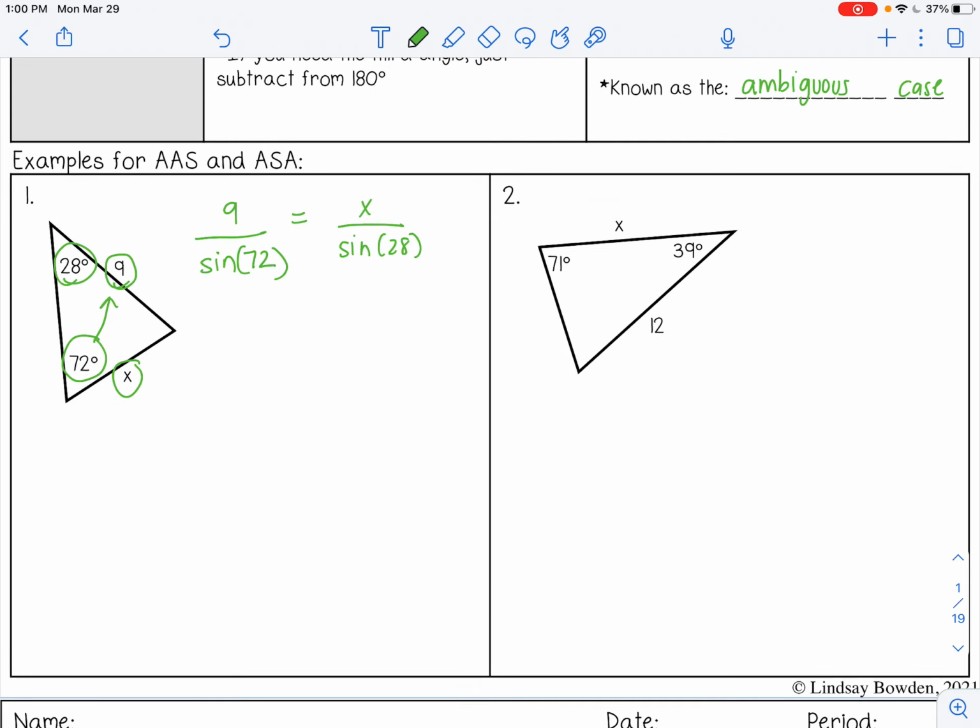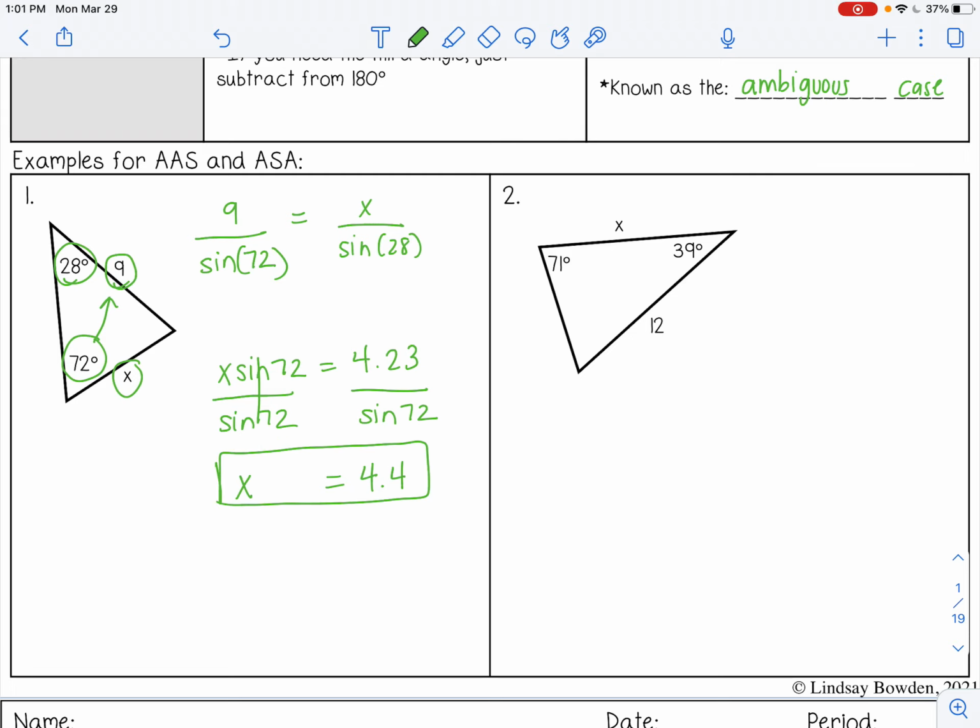And I can use that proportion and cross multiply and solve for the missing side. So I'm going to cross multiply: x times the sine of 72, which is just x sine of 72, and 9 times the sine of 28. I'm going to multiply that in my calculator and get 4.23. And then I'm going to divide both sides by the sine of 72. Sine of 72 over the sine of 72, that's 1. So I can just bring down that x. 1 times x is just x. And then I'm going to divide the right-hand side in my calculator. I'm just going to leave that 4.225, that long decimal, in my calculator to get a more accurate answer. And I get about 4.4, which means this side length here is 4.4 units long.